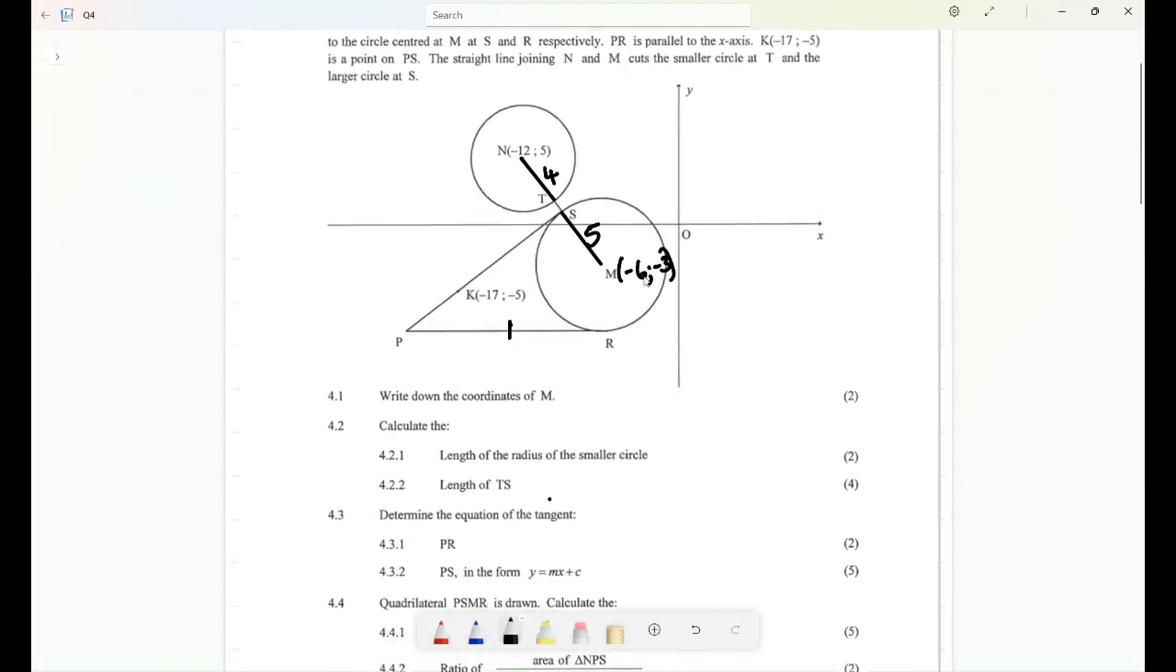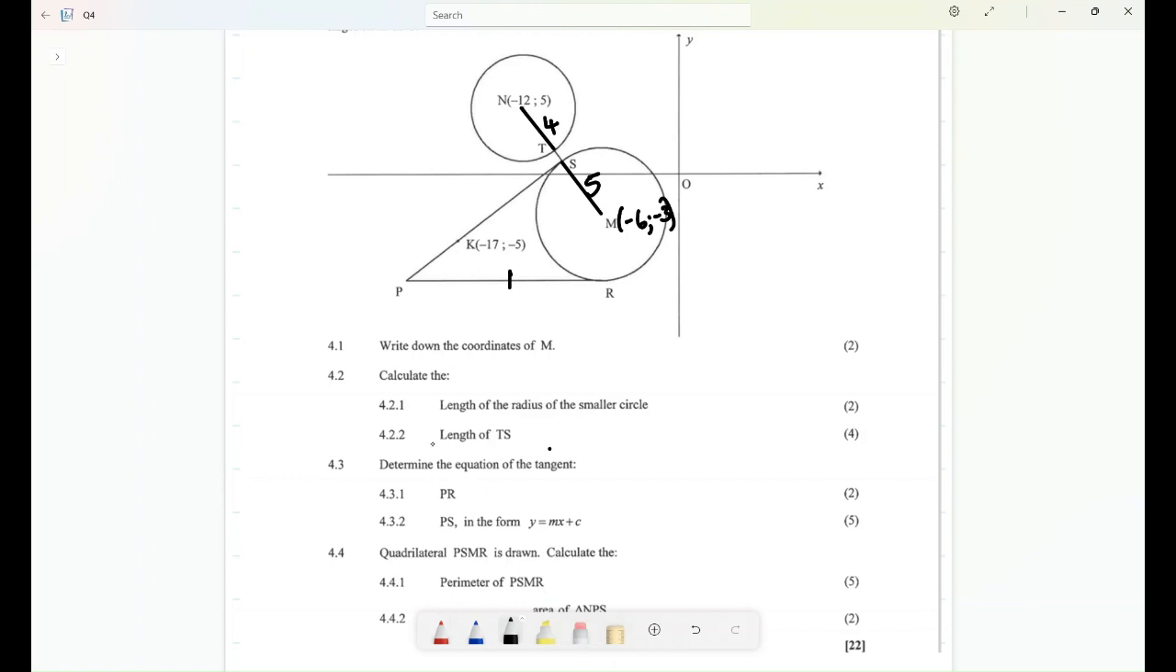It says now to me the length of TS here. So they wanted this space between here, the red space, right? But can you see that it is along a straight line, this straight line here? So if I can get this length here from N to M, if I can get that distance and say that distance minus 4 minus 5, I get this little space, TS. So what I might do now, let me get the distance for NM.